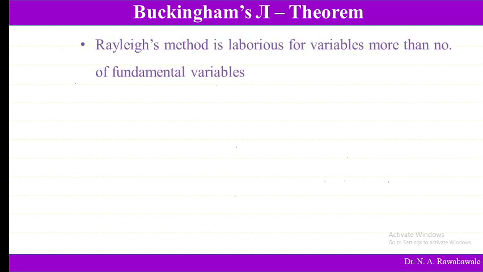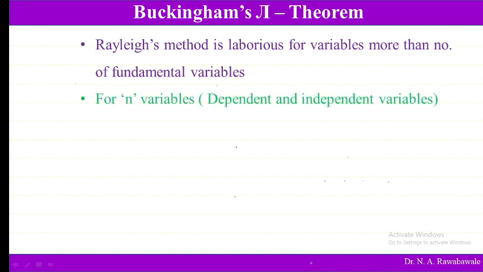As we have seen, Rayleigh's method of dimensional analysis becomes more laborious when the number of variables is more than the number of fundamental variables. Say, for example, the fundamental variables are 3, and as the number of variables exceeds 3, then Rayleigh's method becomes difficult or laborious. Therefore, to overcome this difficulty, we move towards Buckingham's Pi theorem. This is the second method for dimensional analysis.